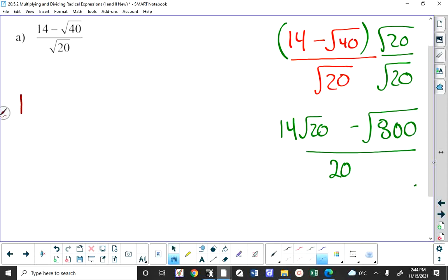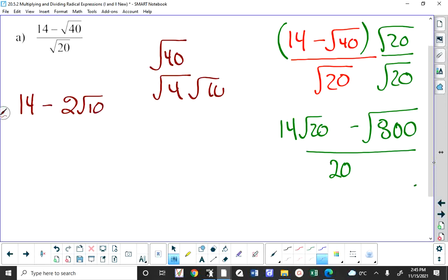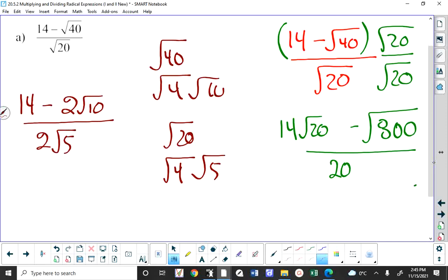Let's take a look at simplifying this first. Root 40 is root 4 root 10. So this is 2 root 10. Over root 20, this is kind of my scrap paper, is root 2 root 5. Nope. Is root 4 root 5, which is 2 root 5. So let's just pause for a second. All I did was I simplified root 40, and I wrote in the result, and I simplified root 20, and I wrote in the result.